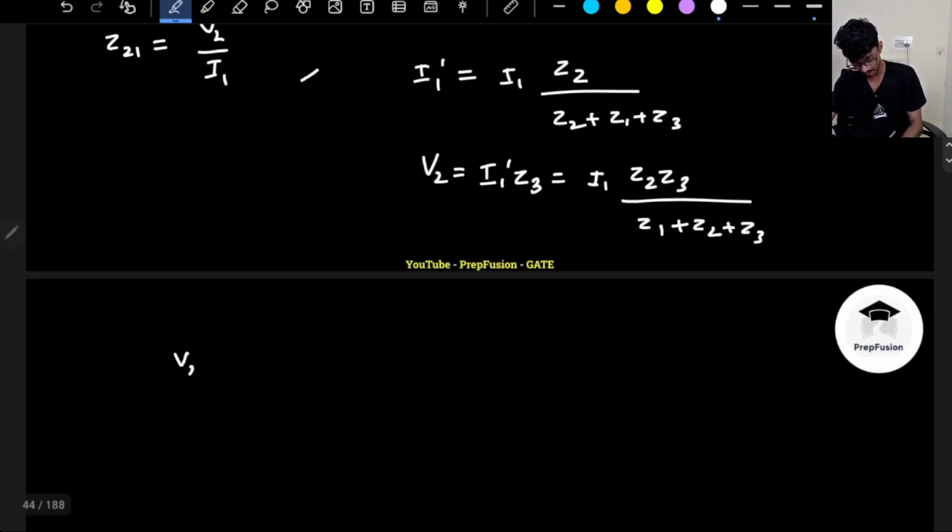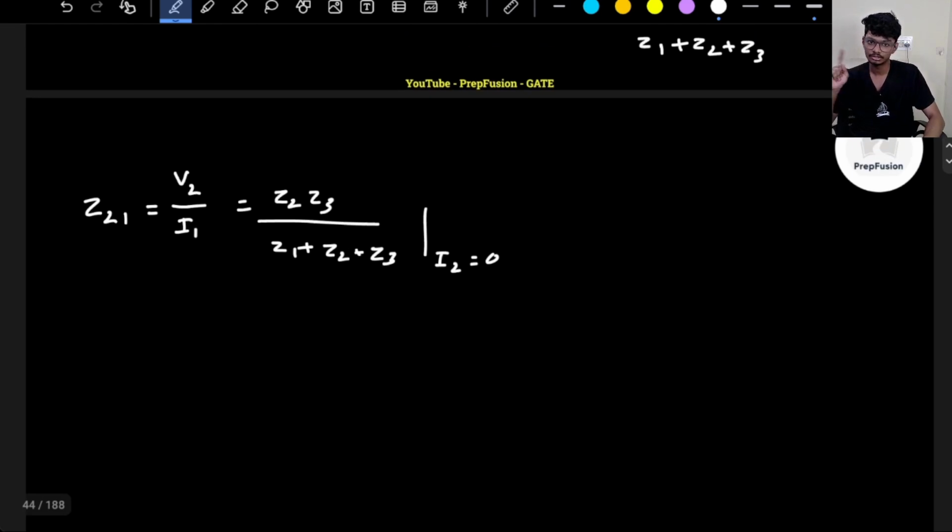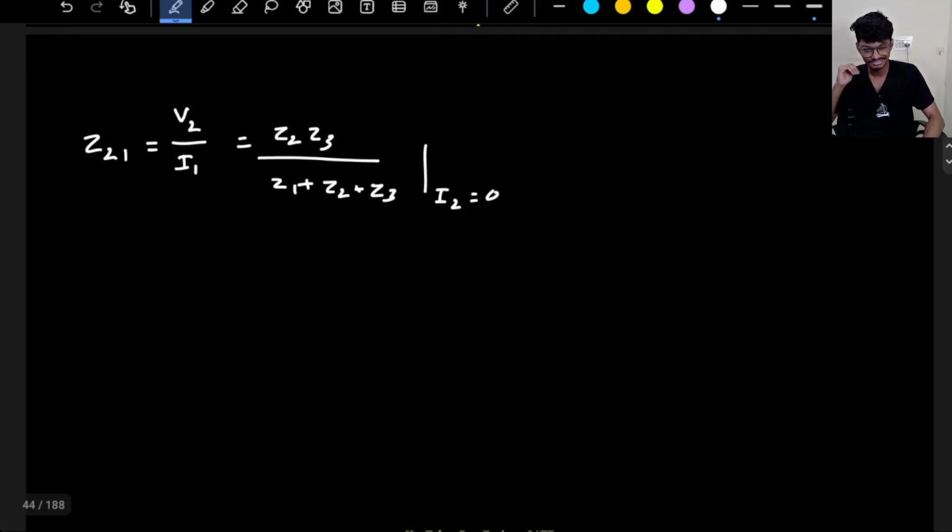So your V2 by I1, or Z21, will be Z2 Z3 divided by Z1 plus Z2 plus Z3, provided your I2 current is 0. I hope you can understand how simple it is to calculate the quantities individually. That's why you have a trade-off. If the circuit is simpler, you can use the method of solving everything together. If the circuit is difficult, you have to use this method and solve one by one. The circuit will be simplified, and the simple circuit will be much easier for you to solve.